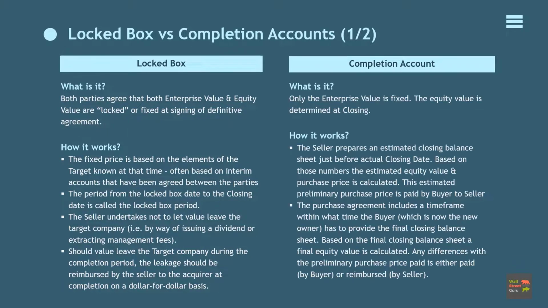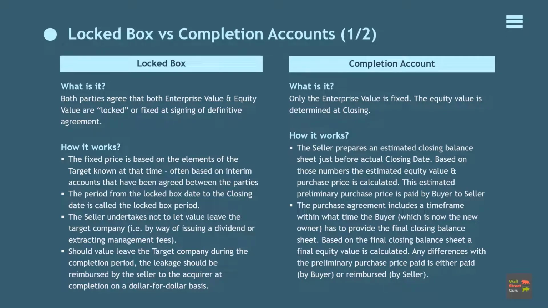With completion accounts, only the enterprise value is fixed. The equity value is determined at closing. In a completion account process, the seller prepares an estimated closing balance sheet just before the actual closing date. Based on those numbers, the estimated equity value and purchase price is calculated. This estimated preliminary purchase price is paid by the buyer to the seller, often at signing of the purchase agreement.